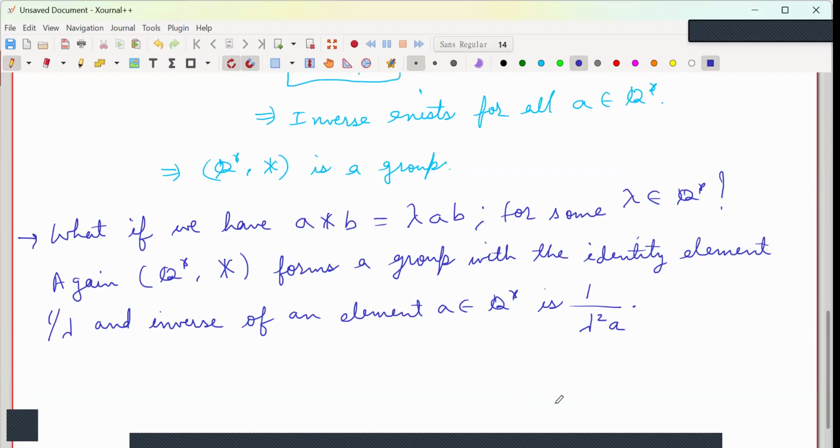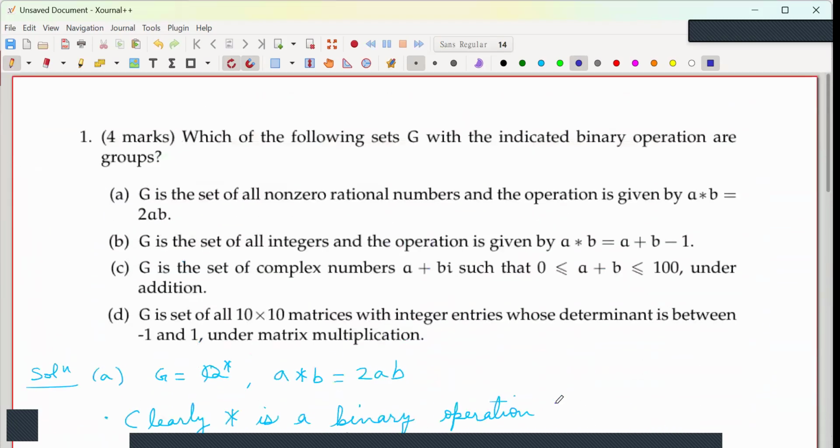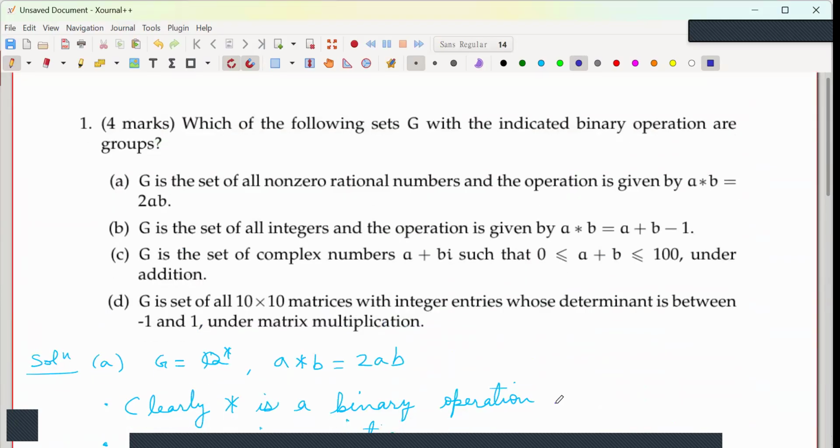Now, the second problem is whether the set of all integers under the operation given by A star B is A plus B minus 1 forms a group. In the first problem, we had a set which forms a group under multiplication, the non-zero rational numbers, and we scaled the multiplication rule by some non-zero rational and verified that it still forms a group.